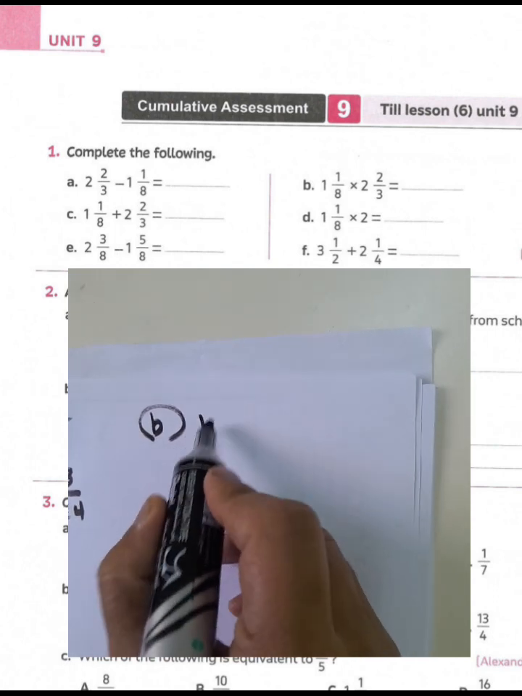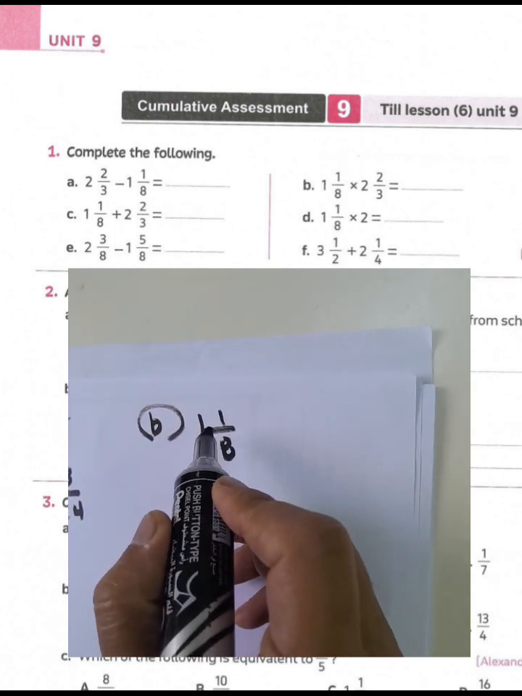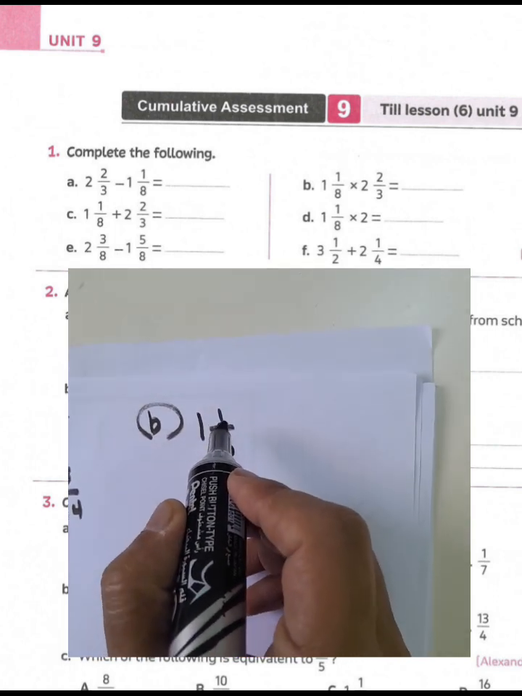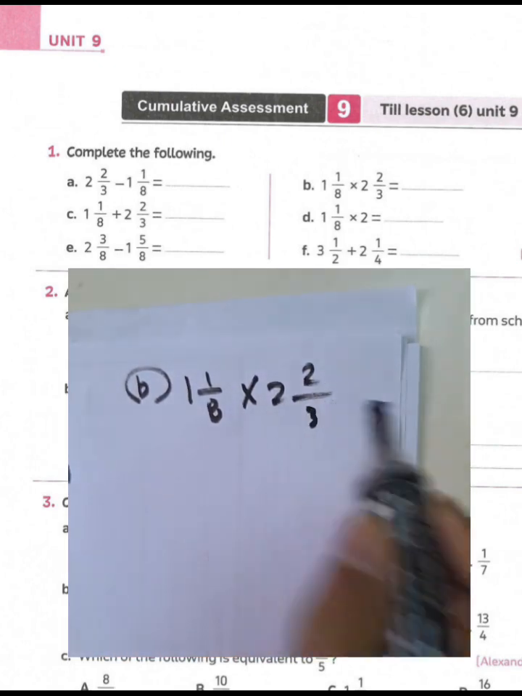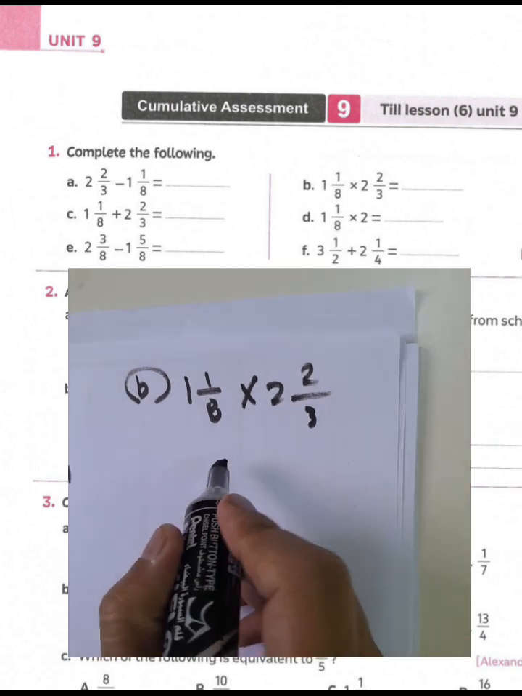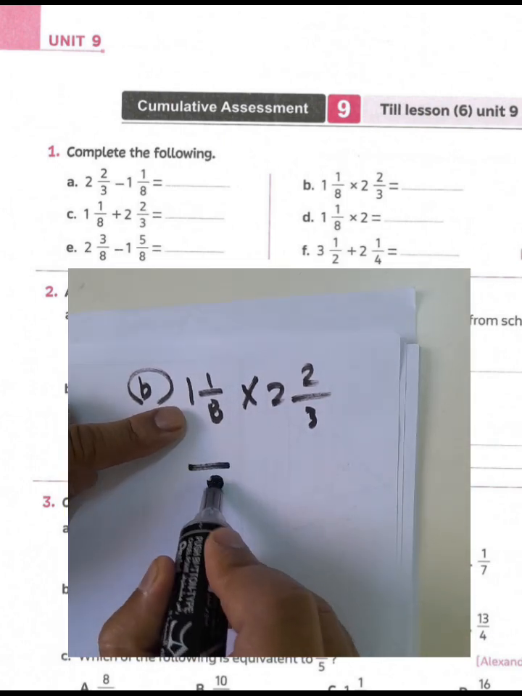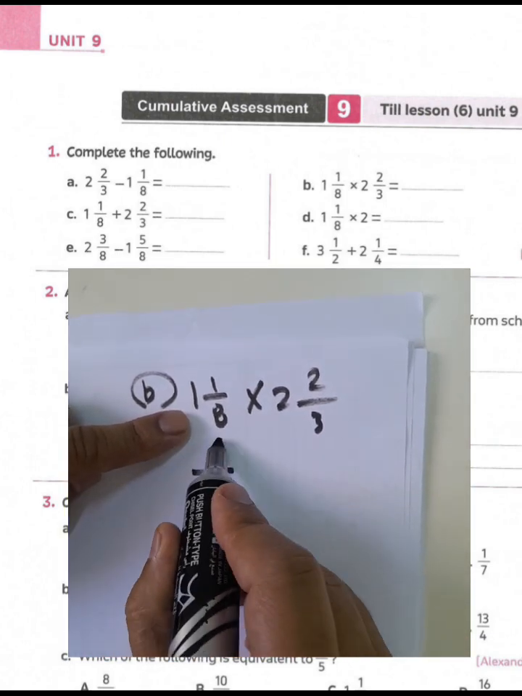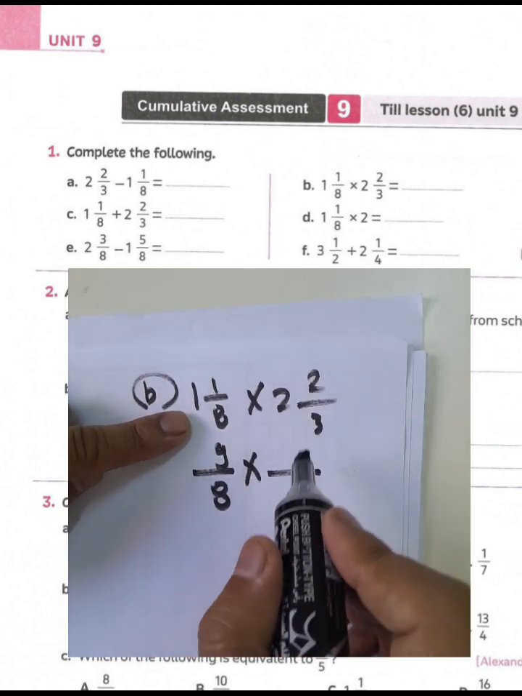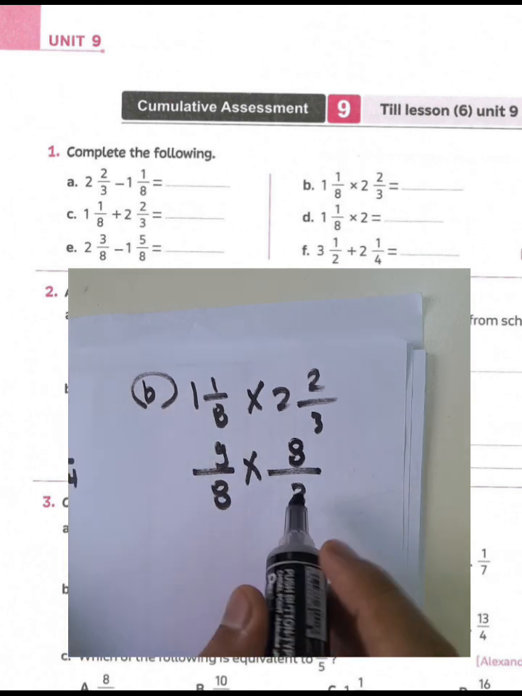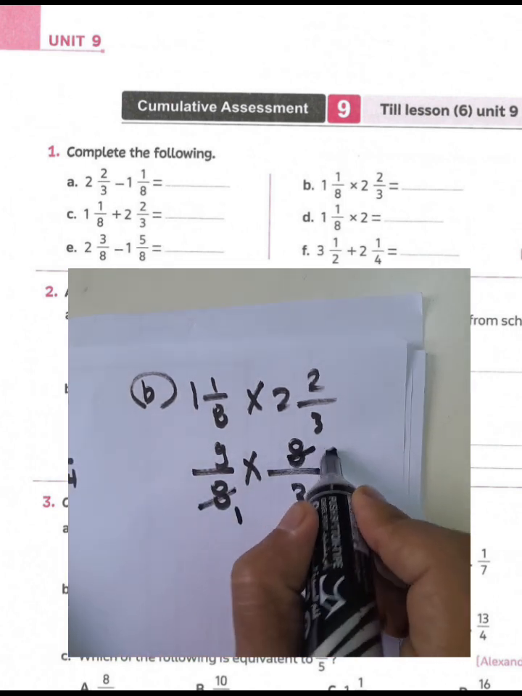1 and 1 over 8 times 2 and 2 over 3. Here, convert from mixed numbers to improper fractions. 8 times 1 equals 8, plus 1 equals 9. Times, write 3: 2 times 3 equals 6, 6 plus 2 equals 8. And 8 divided by 8 equals 1.